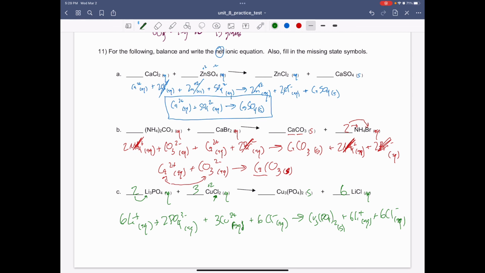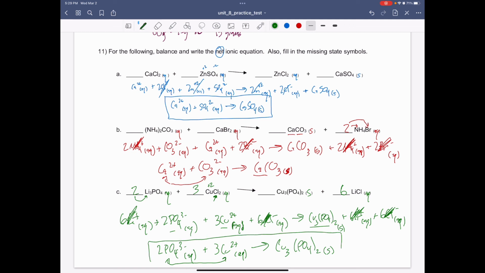All right, so where are the spectator ions? The lithiums are here, but they're also here. Those are just spectators. We got 6 chlorines here, 6 chlorines here. Those are just spectators. So just the copper and phosphate will produce copper phosphate. Yeah, that makes sense, right? So we got 2 PO4 3 minuses aqueous plus 3 Cu2 pluses aqueous will produce Cu3(PO4)2, and that's a solid. This time I didn't switch the order, just to show you that it really does not matter which way you have this. And that is the net ionic equation for part C.